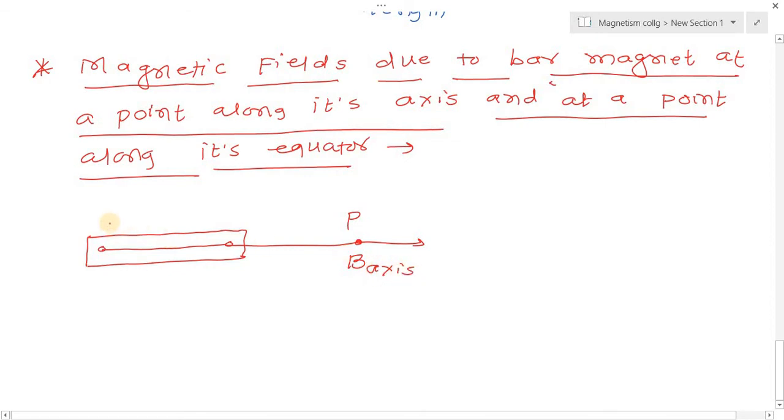So this one is the south pole, this is the north pole here, and this is here the center of the bar magnet. So this is B axis. So here on the axis at point P we have to find out the magnetic field, that is B axis there. Now similarly here we also have to find out the magnetic field at the equatorial point.